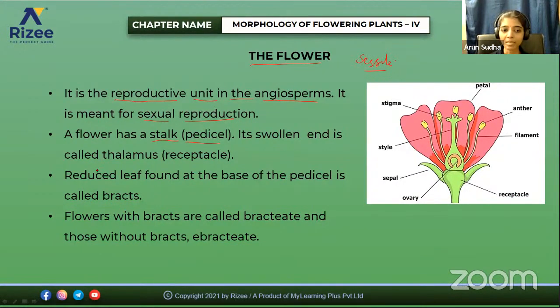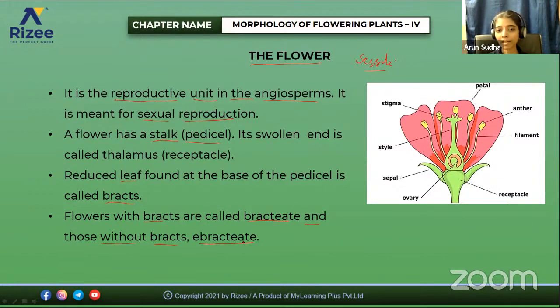And sometimes a reduced leaf is found at the base of the pedicel. At the base of the pedicel, we can see some reduced leafy structures that are called the bracts. But these bracts are not present in all the flowers. So the flowers with bracts are called bracteate. And those flowers without bracts are called ebracteate.